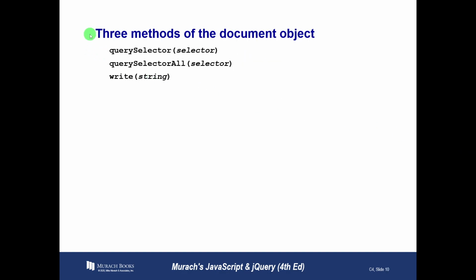Here are three pretty popular methods of the document object, and the first one is the query selector method. The query selector method lets us query for the contents of a particular selector on a web page. Query selector all, if we have multiple versions of that selector, we can get all of those things returned, and we can process them all as a group. And we have the document write, which we have seen before. We've done document write. So let's take a look at these in detail.